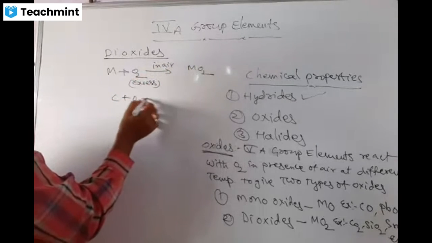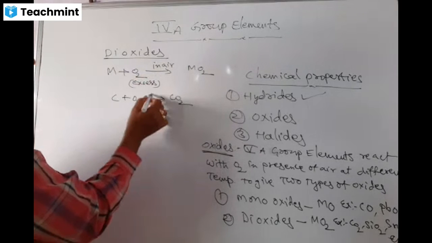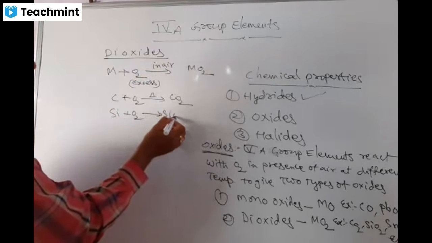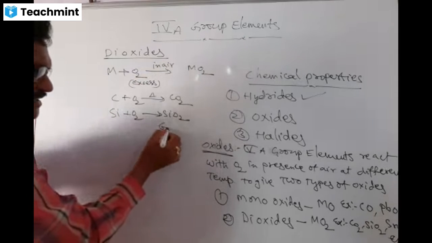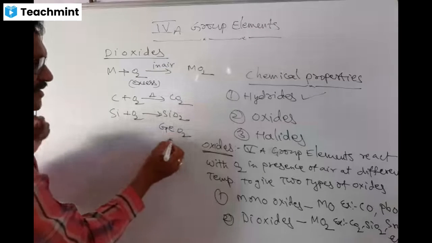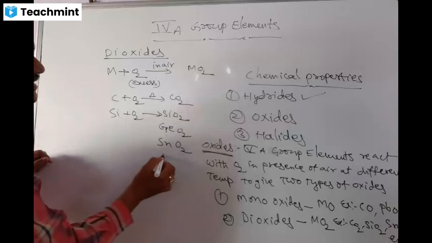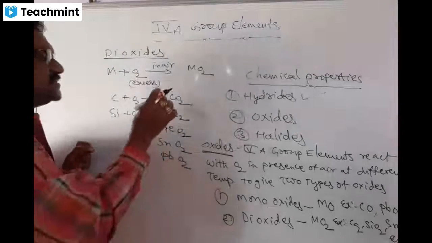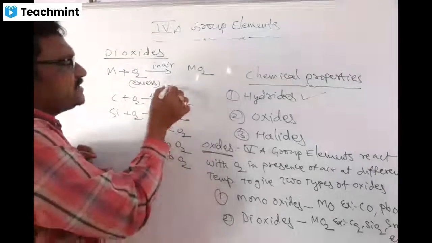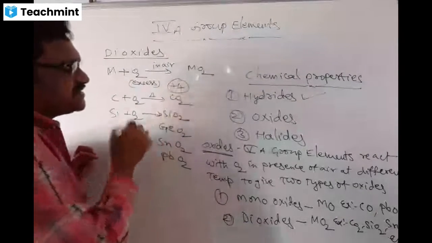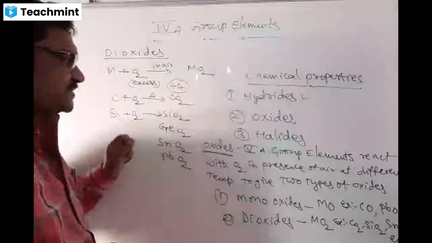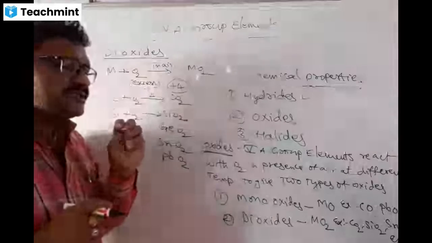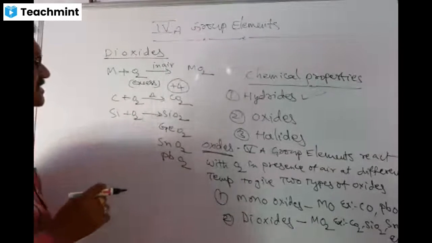For example, carbon on oxidation gives carbon dioxide, silicon gives silicon dioxide, and likewise we have germanium dioxide, tin dioxide, and lead dioxide. In these dioxides, every fourth A group element is in the plus 4 oxidation state. Remember that, because by knowing the oxidation state we can understand some properties.